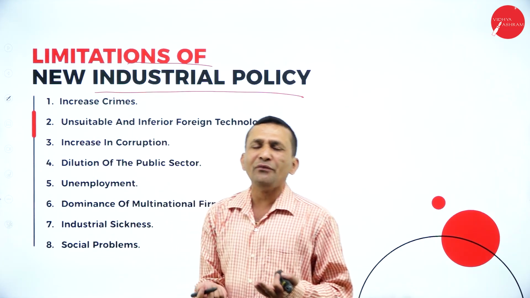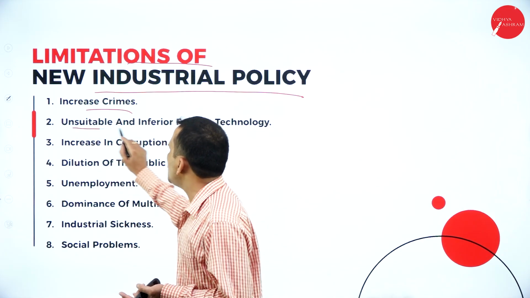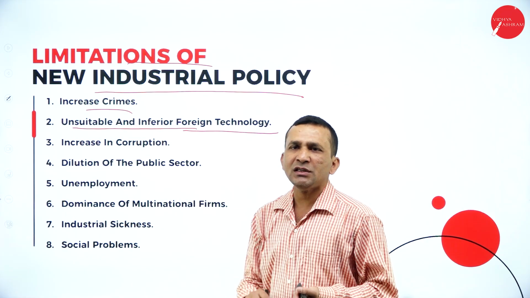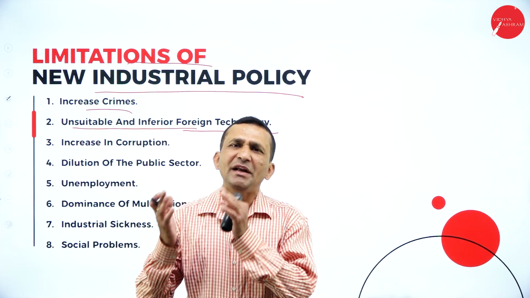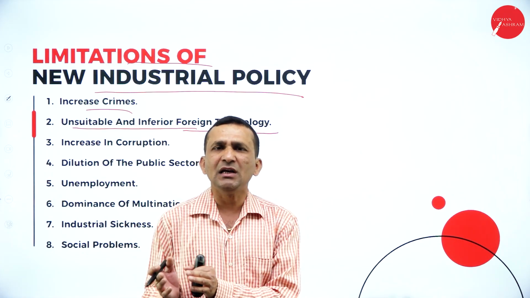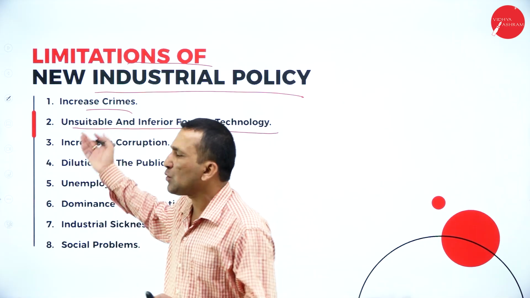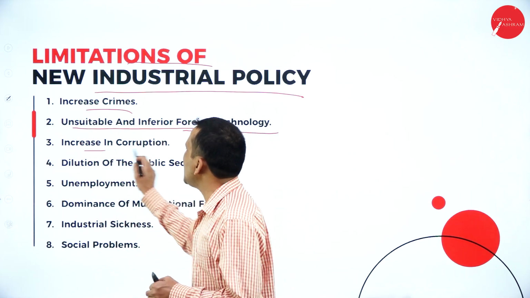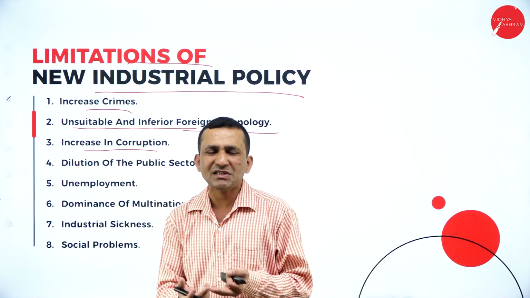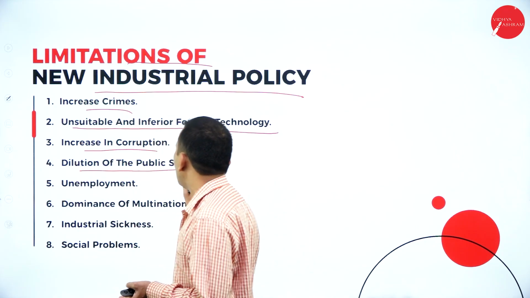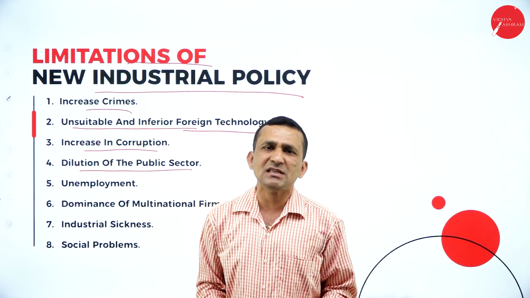Of course, the number of industries is increasing, which is increasing crime. And second, unsuitable and inferior foreign technology, because we are not at all updated. When we compare with well developed countries like Japan and Germany, the technology they use, we need to adapt, so that is also one kind of drawback here. And the increase in corruption, because of too many industries, the policy and politics related to industry and corporates. And dilution of the public sector, of course, because the number of private sectors is increasing.